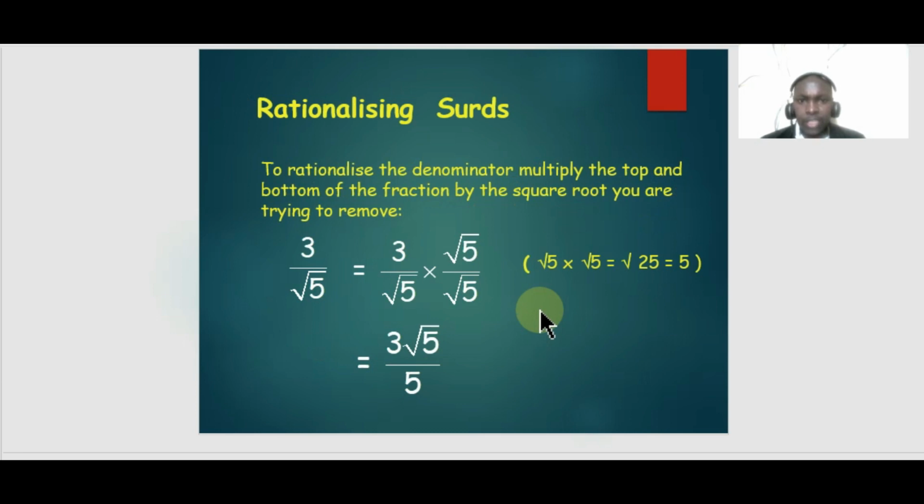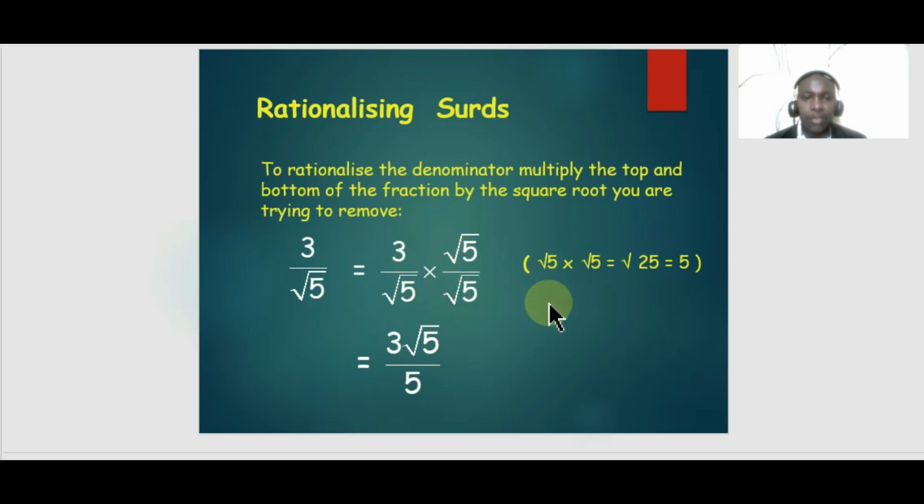Now to rationalize the denominator, multiply the top and the bottom of the fraction by the square root you are trying to remove. Now let's say we are supposed to rationalize 3 divided by root 5. We have said rationalizing is removing that surd, getting rid of that surd, either from the numerator or from the denominator. So for us to rationalize this, we want to remove this surd from the denominator. So we are going to multiply both the numerator and the denominator by that surd we want to remove. So we multiply the numerator by root of 5, the denominator by root of 5.